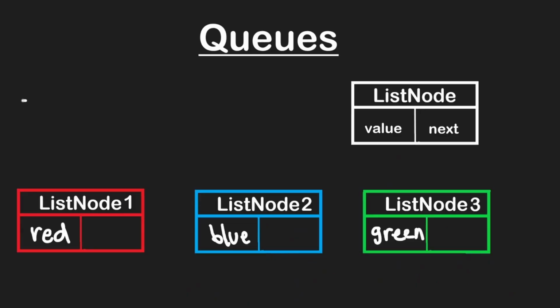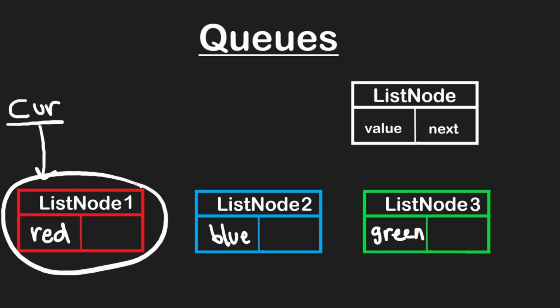So suppose initially we have an empty queue. So we'll have a current pointer, which is initially set to null. It has nothing. And then we add a value to our queue. Let's say we add red to our queue. Then we create a list node, and then our current pointer is going to be set to that list node because now we have one element in our queue.